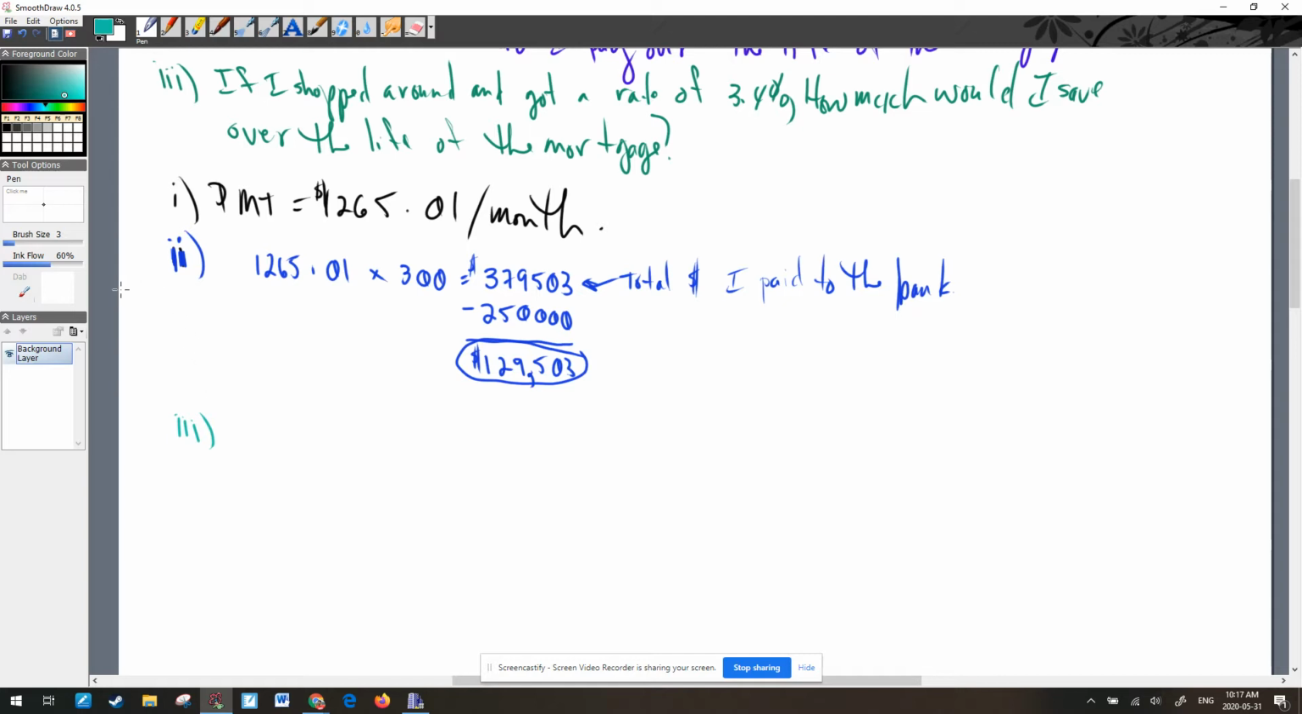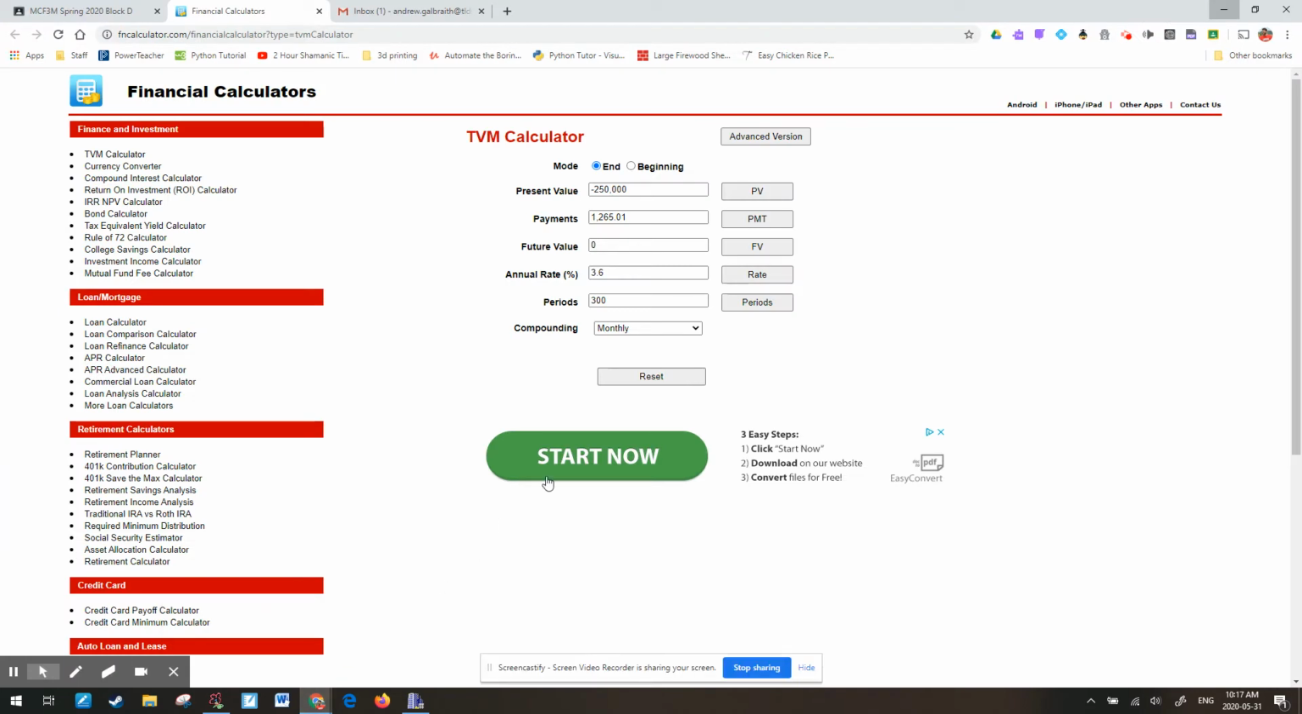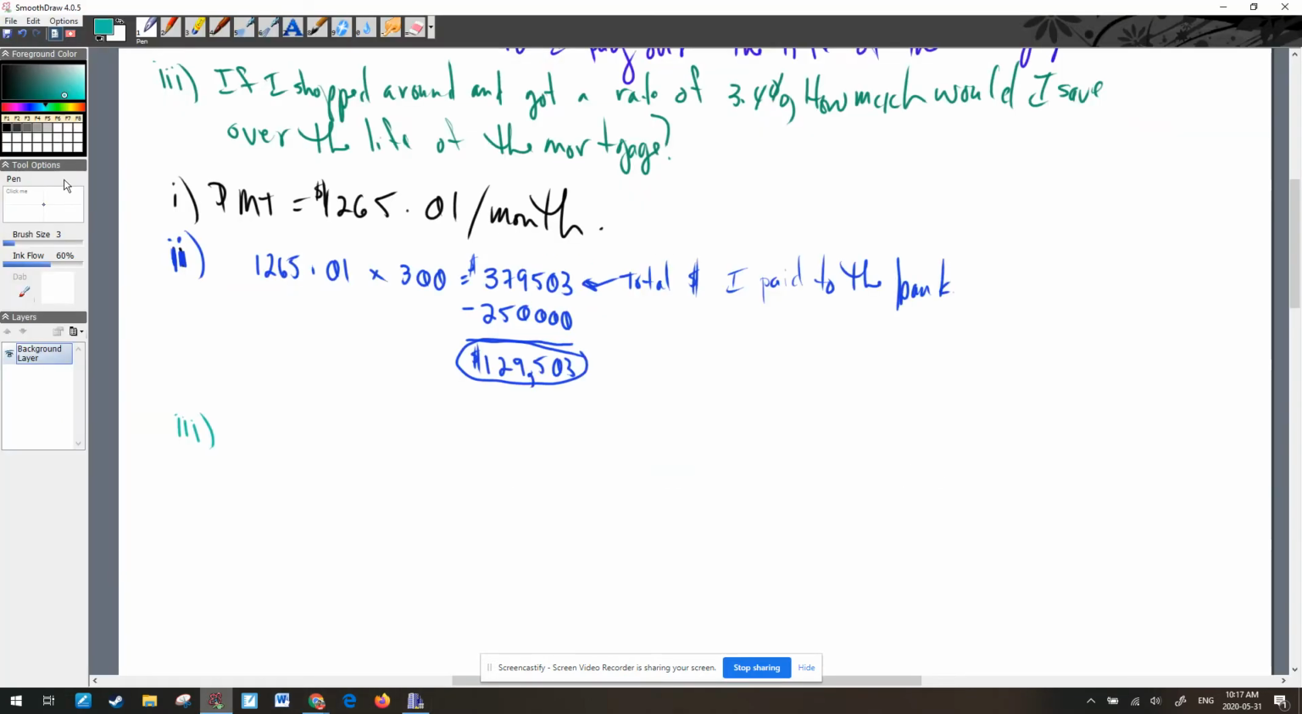Okay, so I need to go back here and change the interest rate. That's all I need to change, right? So I'm going to change from 3.6 to 3.4. My payment goes down to $1,238.19. That's what the payment is.